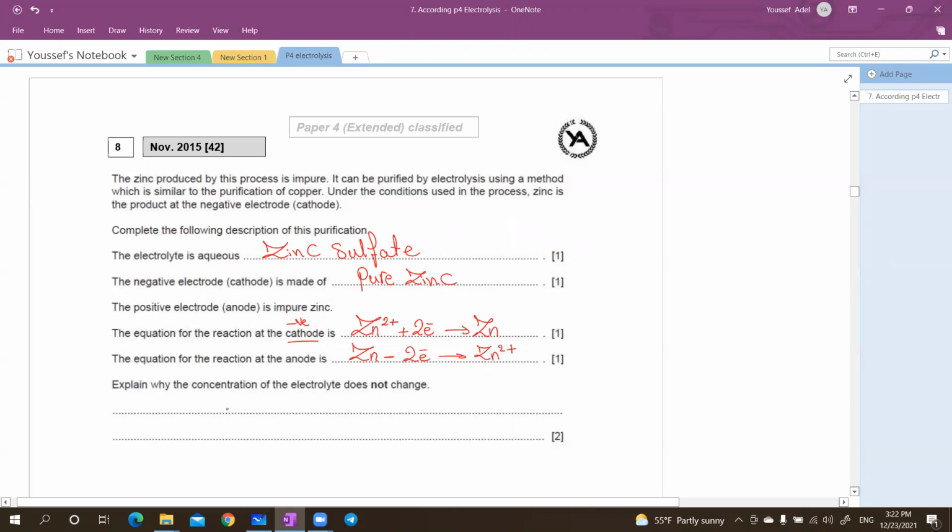Why does the concentration of the electrolyte not change? Actually, because the concentration of zinc ions will not change, as zinc ions are removed and formed at the same rate.